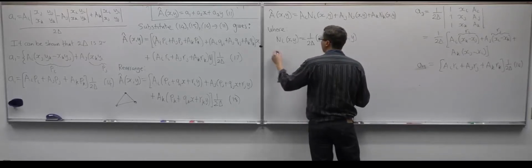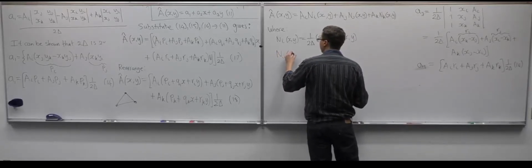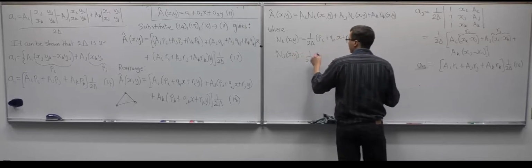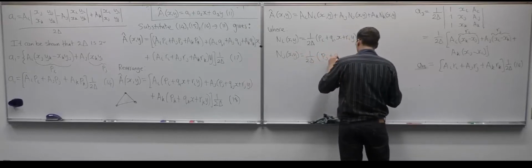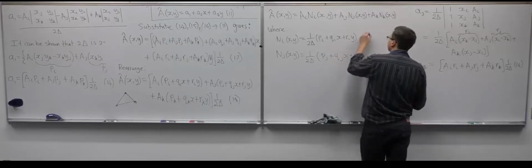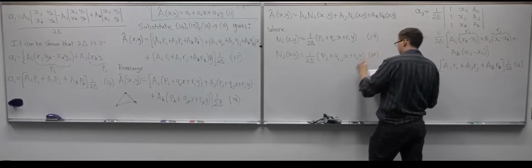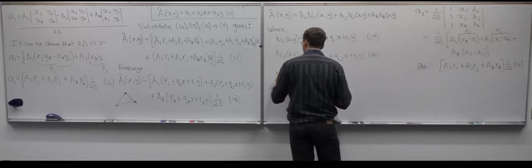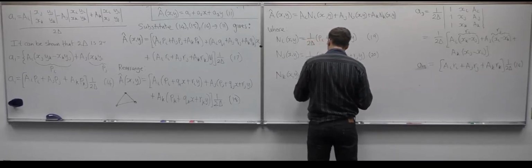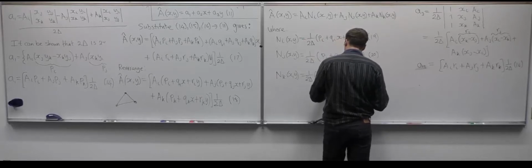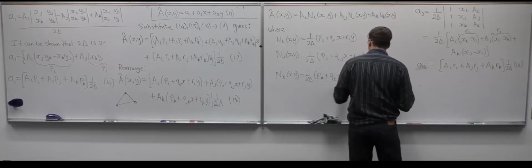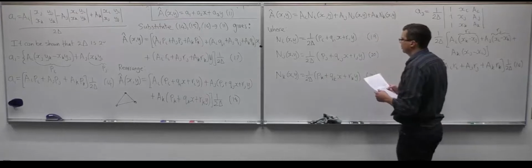Then Nj is equal to 1 over 2 delta, Pj plus Qj x plus Rj y, and Nk is equal to 1 over 2 delta, Pk plus Qk x plus Rk y. That's 21.